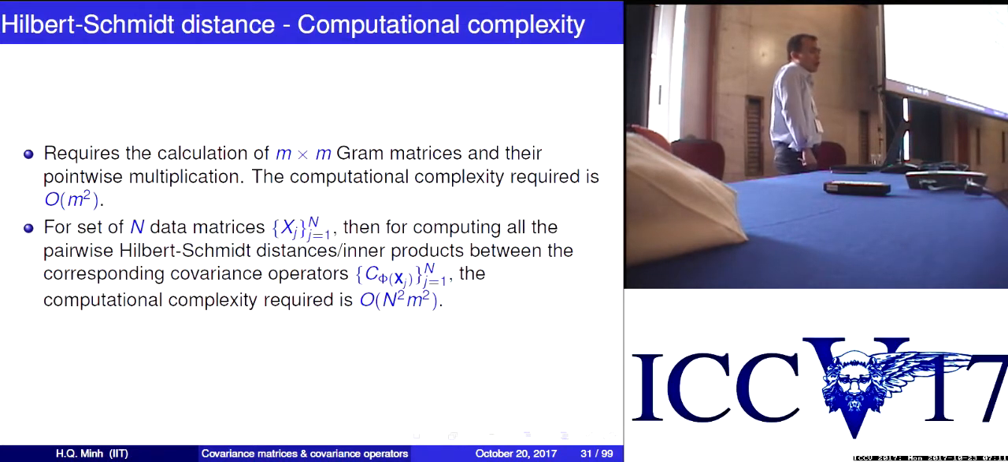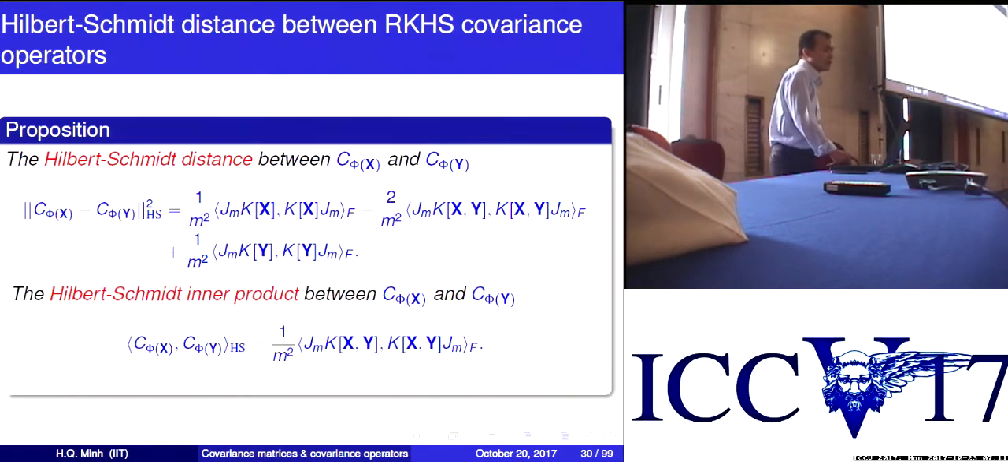Now the computational complexity can be a lot more expensive than the finite dimensional case because we have to compute the Gram matrices. The computational complexity is O(M squared). And if we have a set of N data matrices XI, then the time for computing all the pairwise distances is O(N squared M squared). So if M is large, it's a lot larger than in the finite dimensional setting. But nevertheless, as I said, it can be computed explicitly.